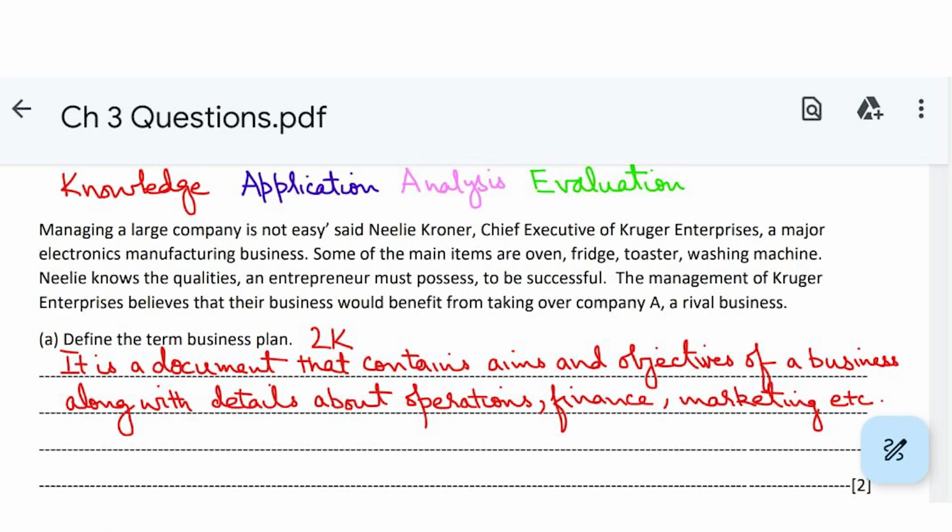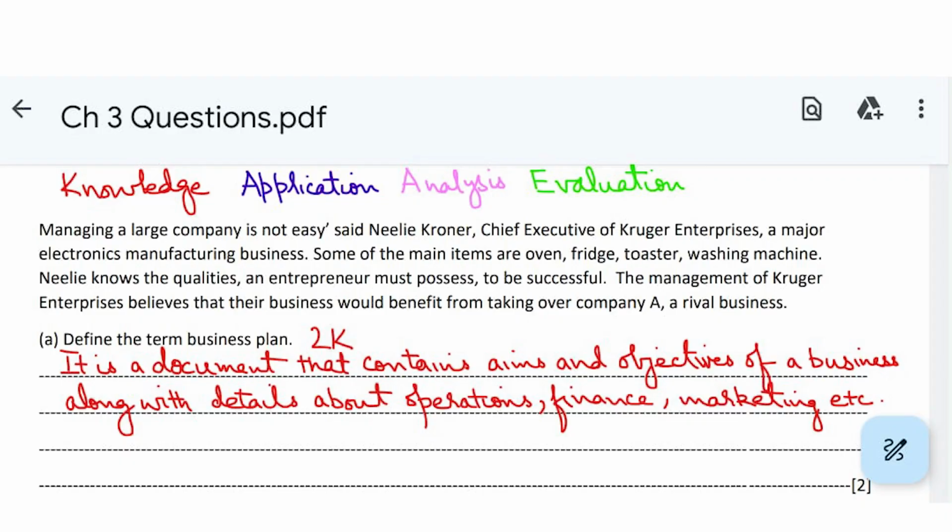This question is based on chapter number 3. For your convenience, I have colored knowledge with red, application with blue, analysis with pink and evaluation with green, so that when I demonstrate this, you will find it easier to identify whether it is knowledge, application, analysis or evaluation being demonstrated.